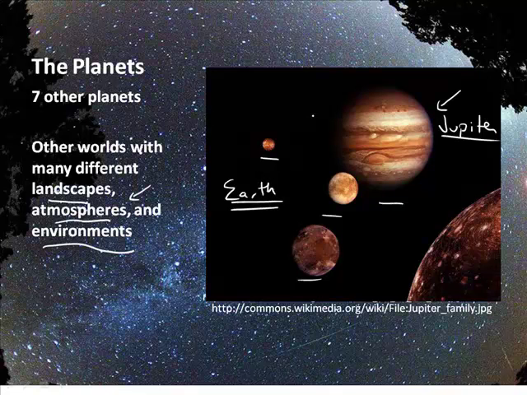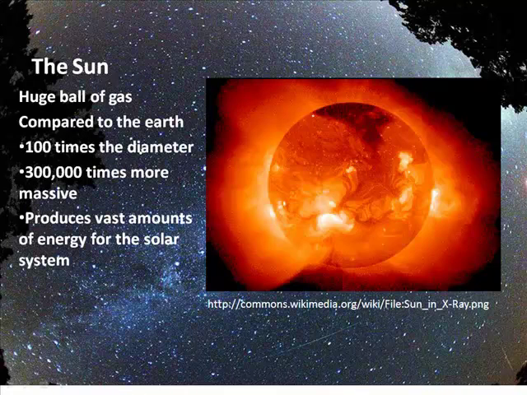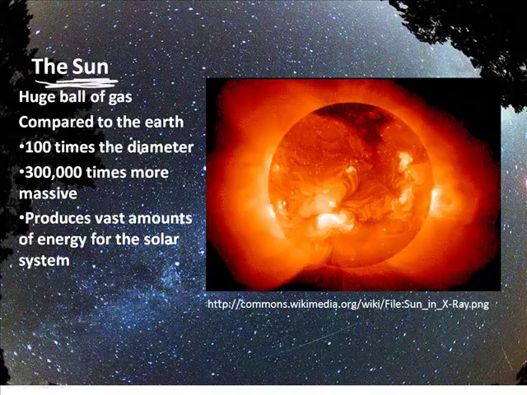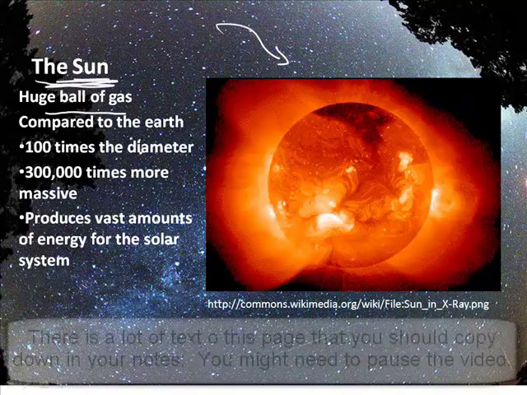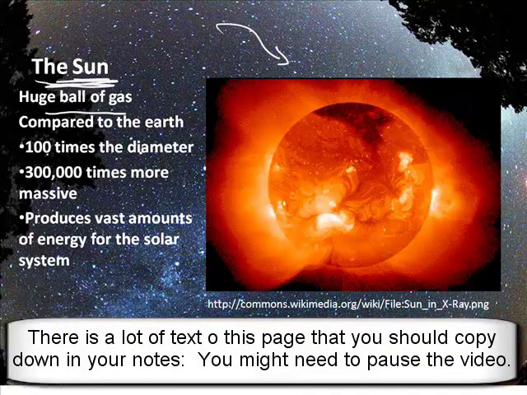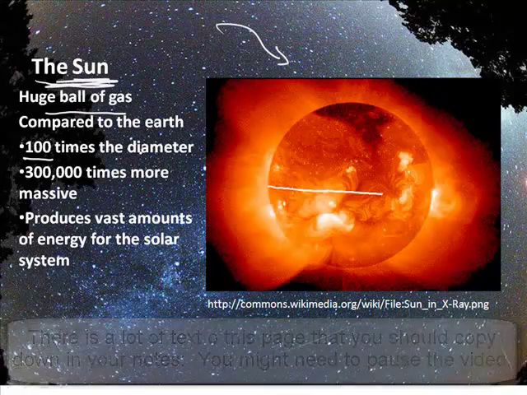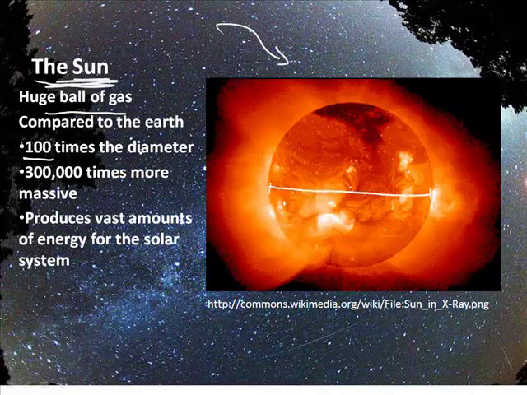All right. The other thing, and probably the most important and prominent feature, of course, in our solar system is the sun. Okay, you look outside on a day, and, of course, well, you see the sun. It's a huge ball of gas, of course. Compared to the Earth, it's 100 times the diameter, all right? So if this is the sun, from here to here, the Earth might be about that big.